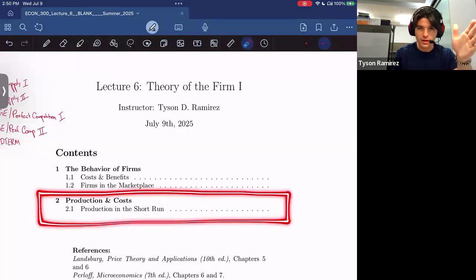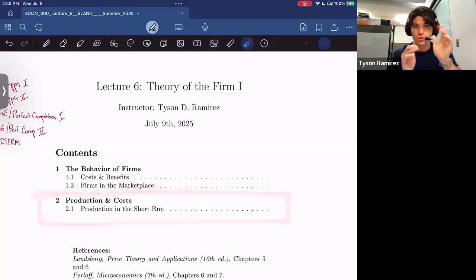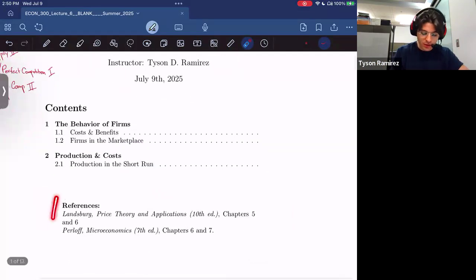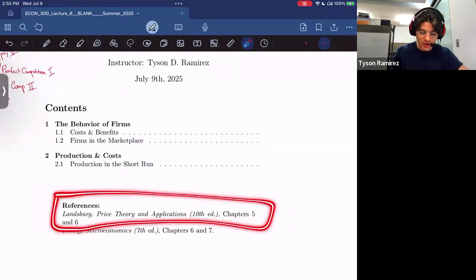And then we're going to look more specifically at how firms produce. How do we model production? How do we handle production? And we will see that today we will just start with looking at the short run. And then in the next lecture, we will consider the long run, and we will also consider how we get from short run to long run, and what the relationship is between the two. All right. We're mostly going to be working from the Landsberg book.